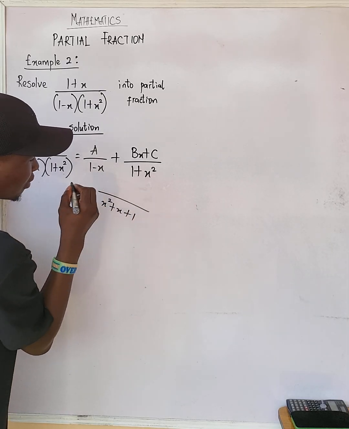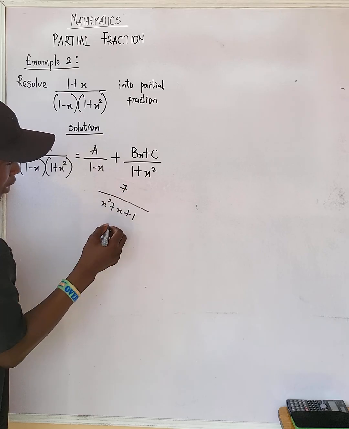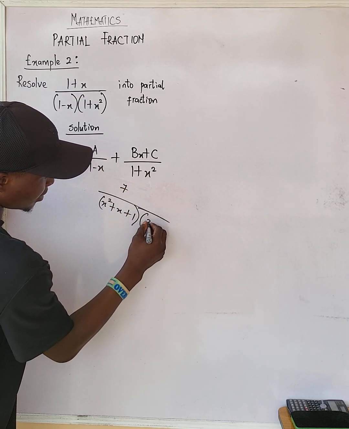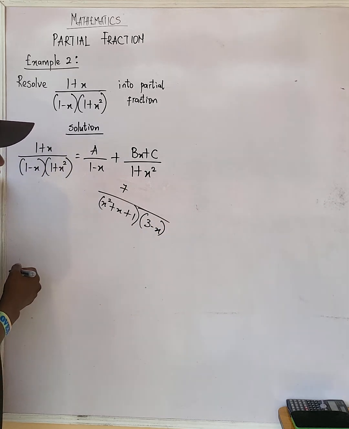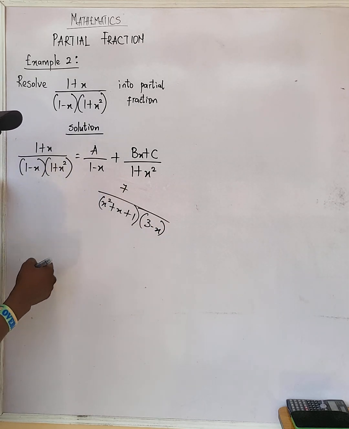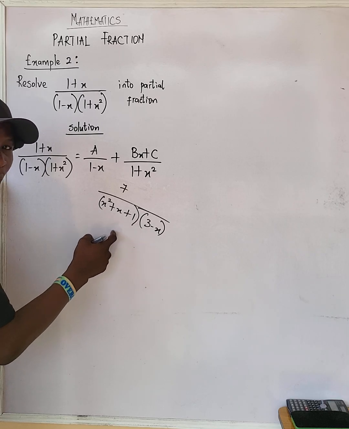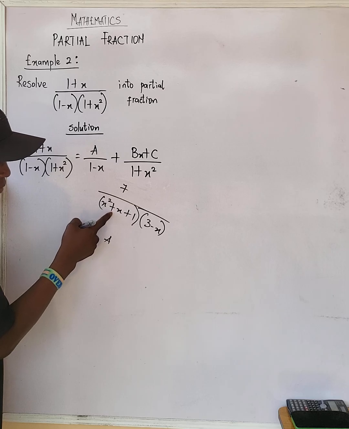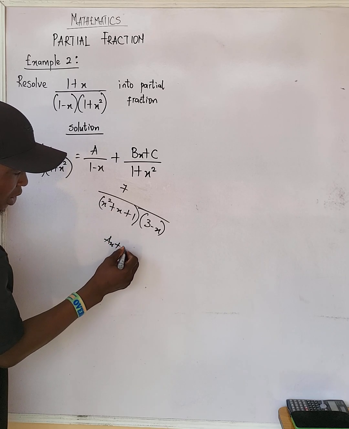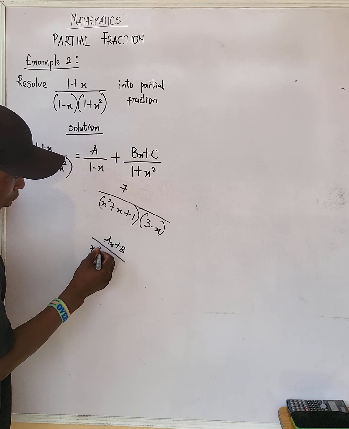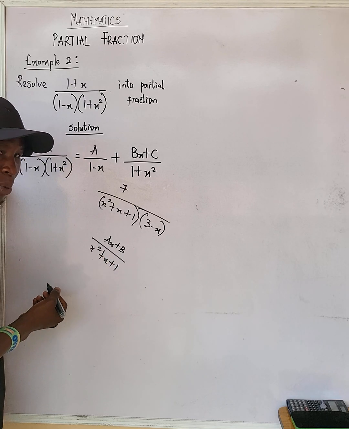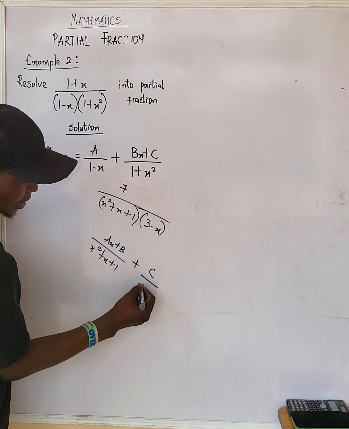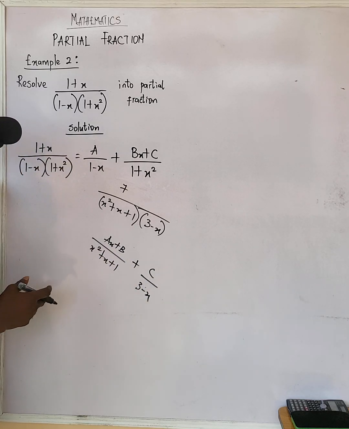Now, let's say, for example, I have another one. Let's say I have 7 over, I have this, then I have 3 minus x, for example. You know this is under a repeated quadratic, right? How do I now split it? The first thing here, I'll say Ax plus B over x squared plus x plus 1, because it cannot be factorized. Then plus, followed by what? After A and B, followed by C over 3 minus x. Do you understand it now?